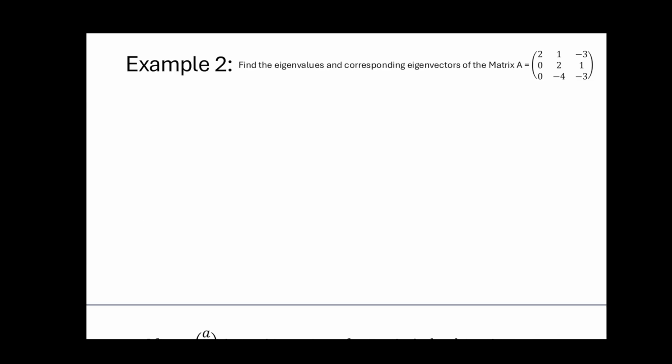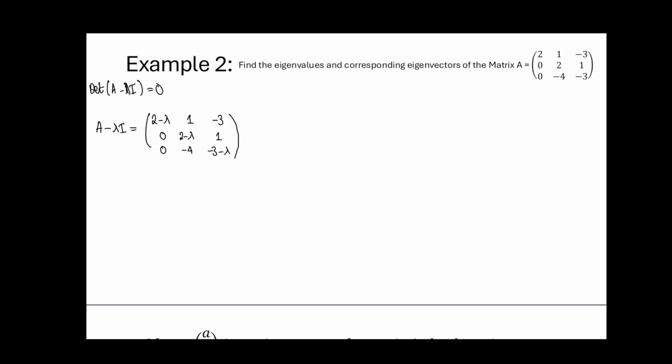Okay, example 2. Find the eigenvalues and corresponding eigenvectors of the matrix A, which is a 3 by 3 matrix, which goes (2, 1, minus 3; 0, 2, 1; 0, minus 4, minus 3). The same method applies. We first write down the characteristic equation, which is det(A minus lambda I) is equal to 0. And when we work out A minus lambda I, we get (2 minus lambda, 1, minus 3; 0, 2 minus lambda, 1; 0, minus 4, minus 3 minus lambda).